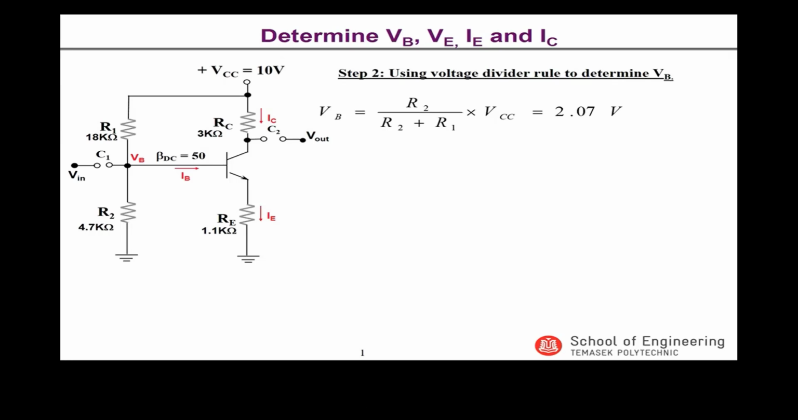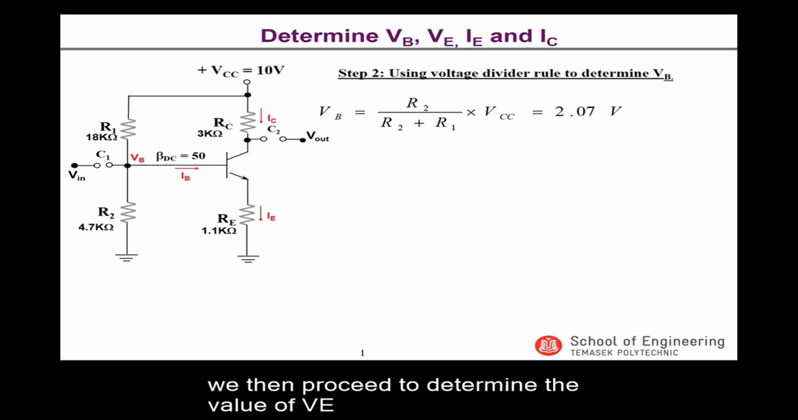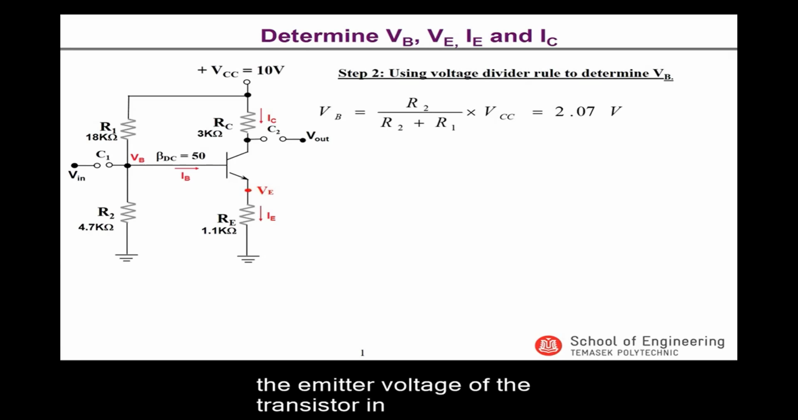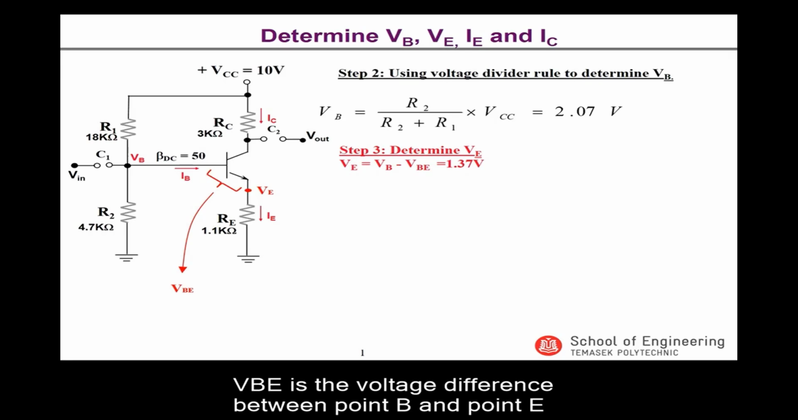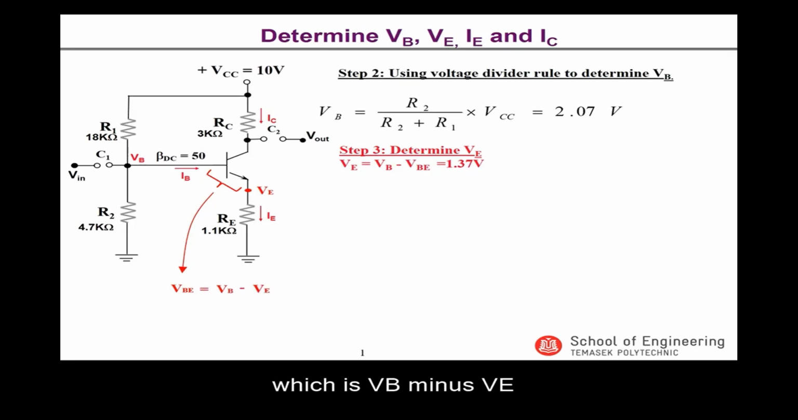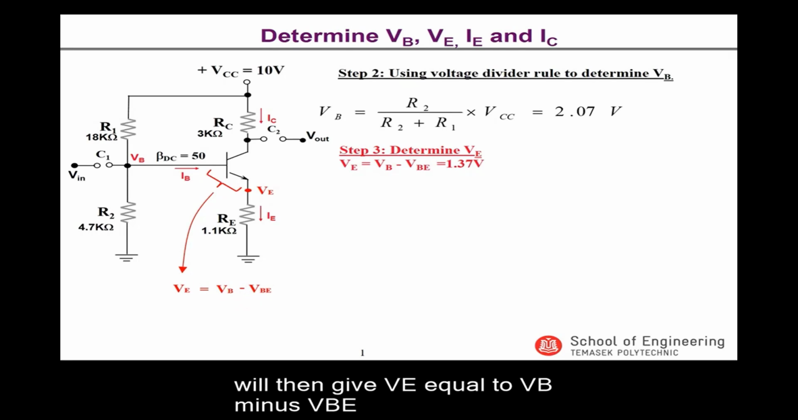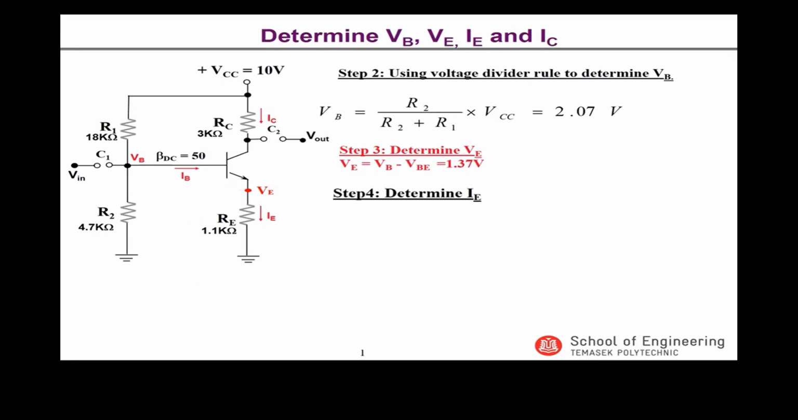After determining VB, we then proceed to determine the value of VE, the emitter voltage of the transistor in step 3. Observe that to determine VE, VE is the difference between VB and VBE. VBE is the voltage difference between point B and point E, which is VB minus VE. Rearranging this equation in terms of VE will then give VE equal to VB minus VBE to give a value of 1.37 volts.